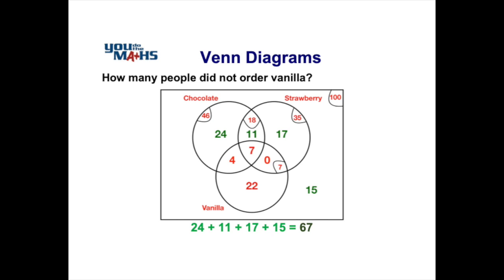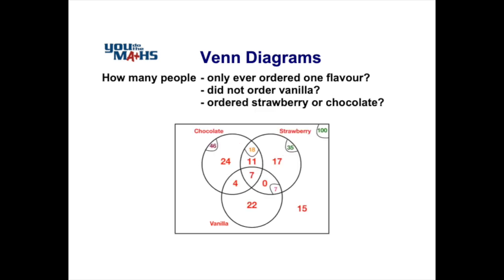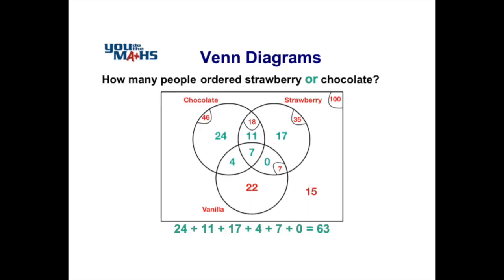And the final question we're being asked is how many people ordered strawberry or chocolate. So the keywords there are obviously strawberry and chocolate, but also the word or, and we use inclusive or here. So we're after all the numbers that are inside the chocolate and strawberry circles. And we can see here that we've got 24, 11, 17, 4, 7 and 0, and we add those up to get a total of 63.